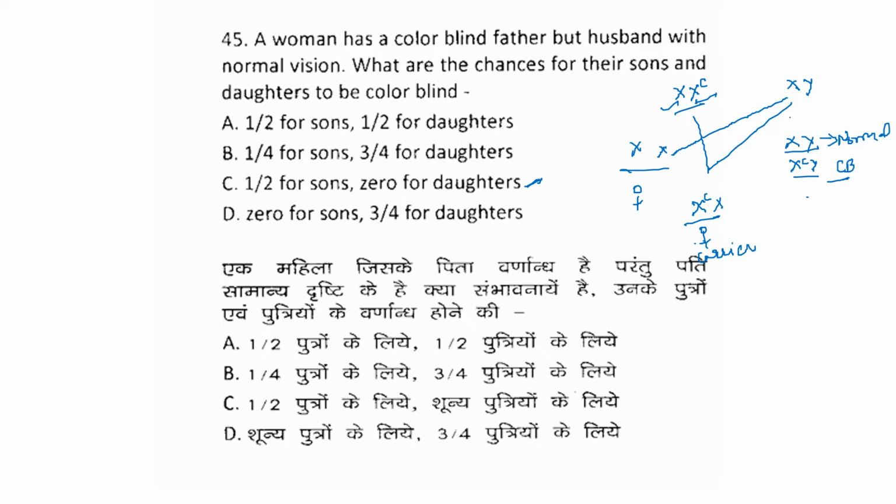So there is a 50% chance that either the son will receive this X chromosome from the mother or this one. So the probability is 1 by 2. So the probability of the son being colorblind is half for the sons and 0 for daughters. The correct answer is C.